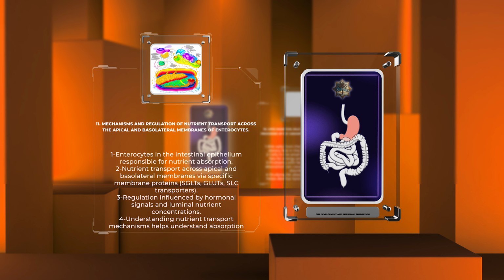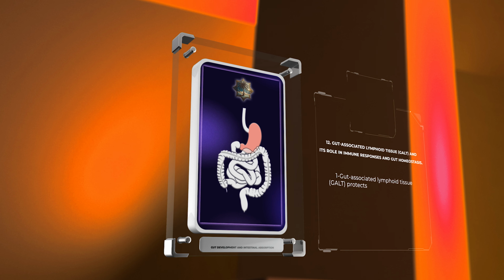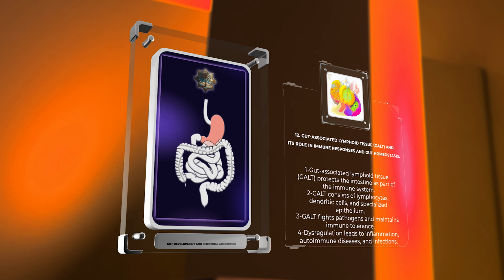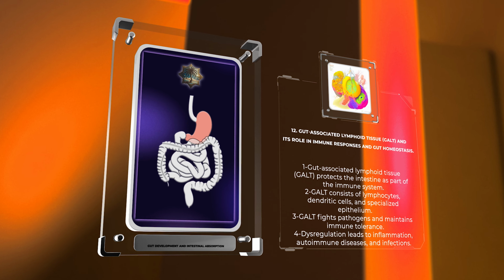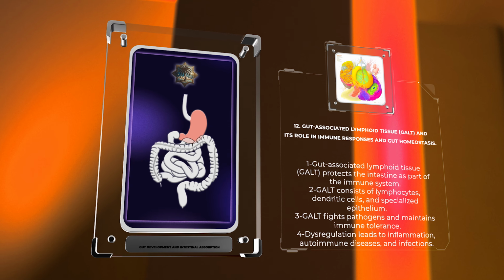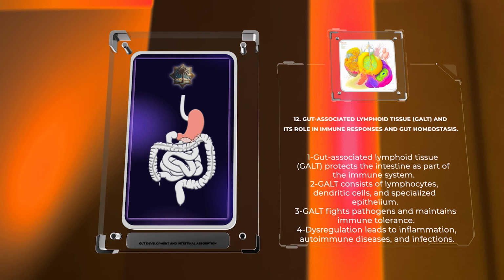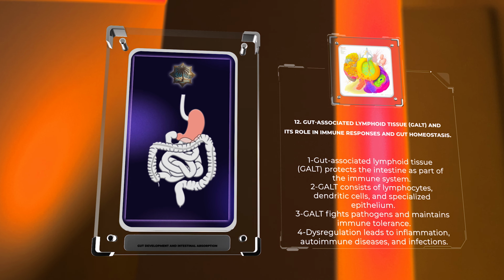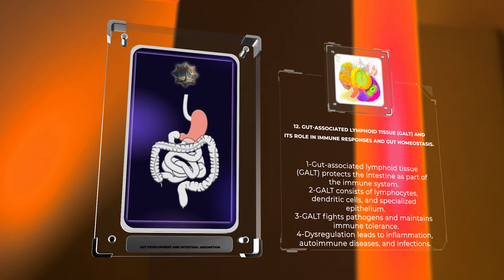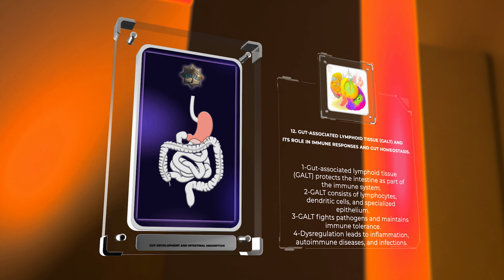Gut-associated lymphoid tissue, GALT, is a part of the immune system protecting the intestine. It consists of lymphocytes, dendritic cells, and specialized epithelium. GALT fights pathogens and maintains immune tolerance. Dysregulation leads to inflammation, autoimmune diseases, and infections. Studying GALT helps treat gastrointestinal immune disorders.